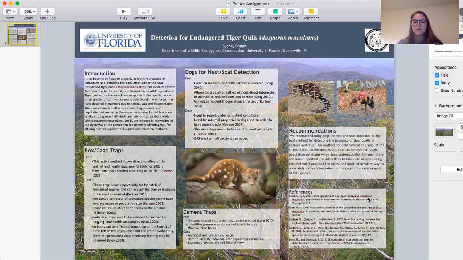Two really important papers that were super helpful for me were both by the main author Kottner in 2003 and 2004, both published in Wildlife Research Journal.